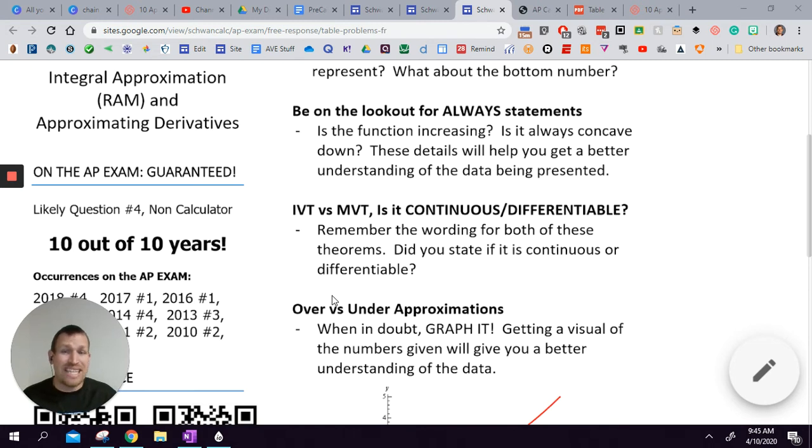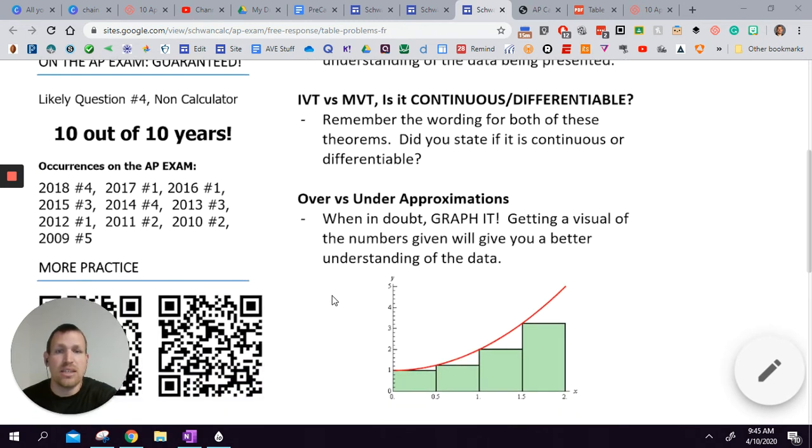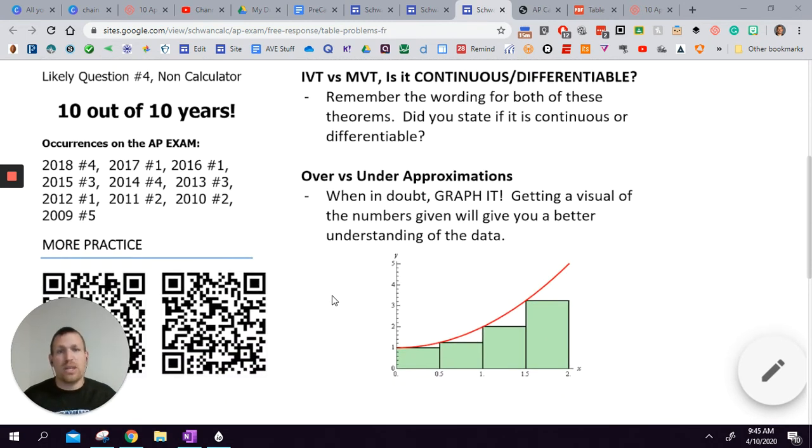IVT versus MVT. Is it continuous and differentiable? Remember, for IVT, it has to be continuous. For the mean value theorem, you're talking about derivatives, so it has to be differentiable. Make sure you're stating that in your justifications. And then over under approximation: when in doubt, graph it out. You know that. Getting a visual is always going to help you understand the data.